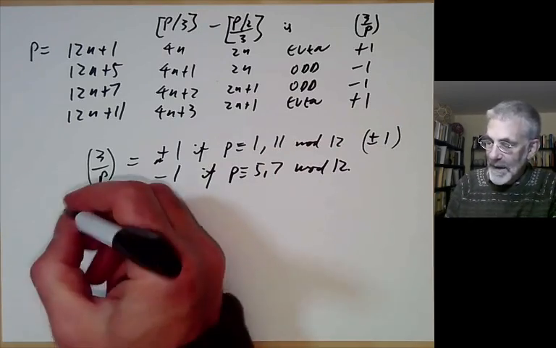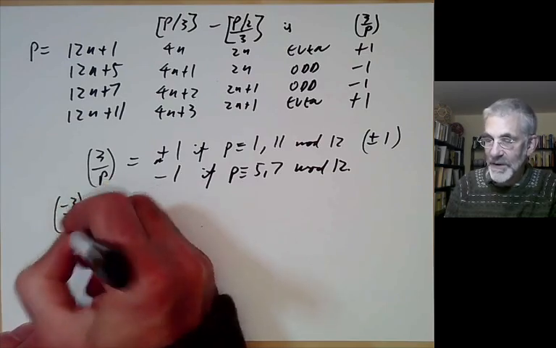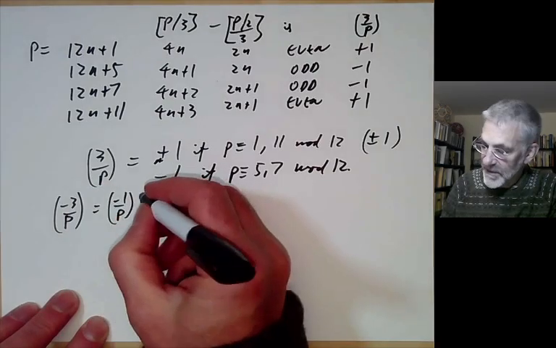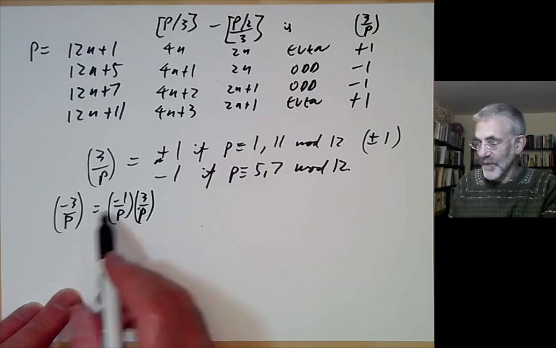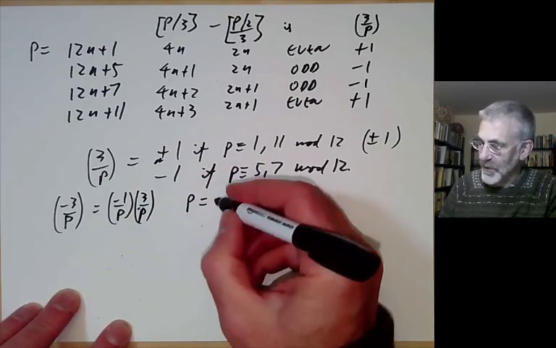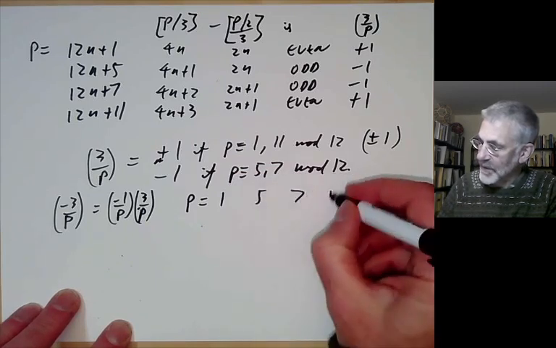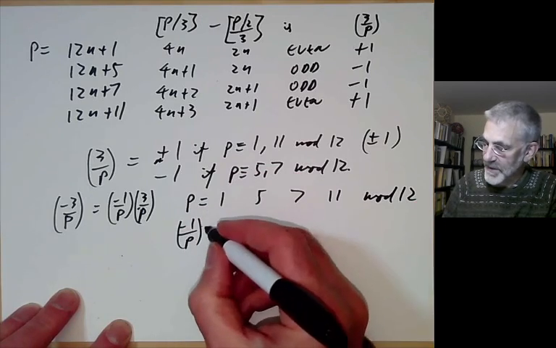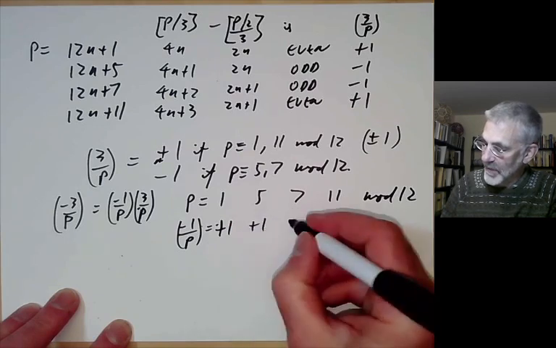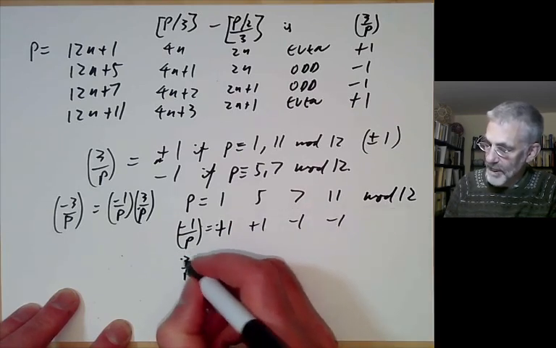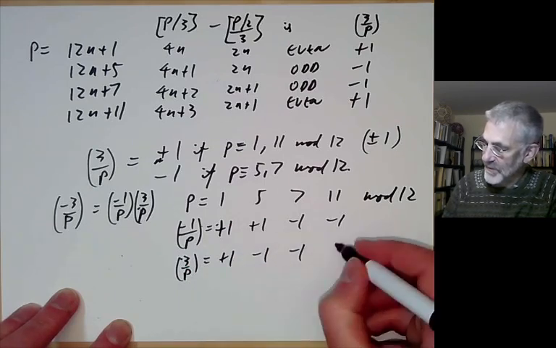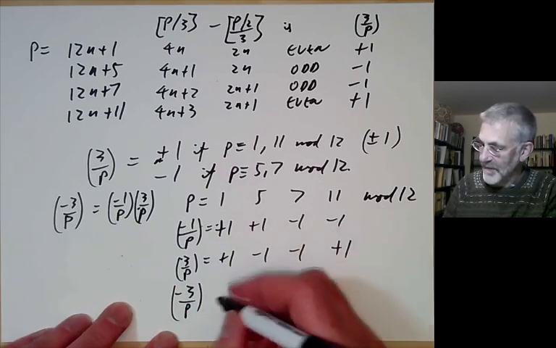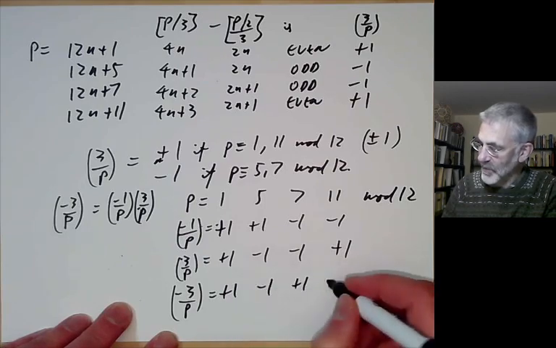Well, now working out whether or not minus 3 is a quadratic residue of p is of course rather easy, because this is just (-1/p) times (3/p). And we've worked out both of these, so we just write it down. p can be congruent to 1, 5, 7, or 11 modulo 12. Now (-1/p), the Legendre symbol, is equal to plus 1, minus 1, plus 1, minus 1, and (3/p) is equal to plus 1, minus 1, minus 1, plus 1. So we just multiply these together and we find (-3/p) for the residues 1, 5, 7, and 11 is plus 1, minus 1, plus 1, or minus 1.